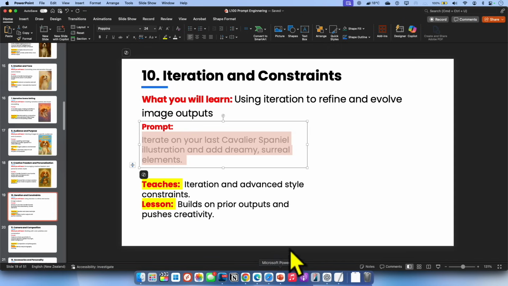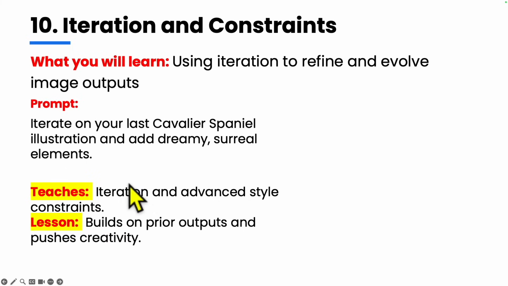Now let's go back to the pack and see what we are learning here. Iteration, you already know what it means. Iteration means you can go back and forth with the model to change whatever output you got. That is quite good. Second, it allows you to add advanced style constraints. Advanced style means I didn't say, hey, go ahead and iterate and change the robe color to blue or something like that. I'm adding complex elements like dreamy and surreal elements. So that is quite complex.